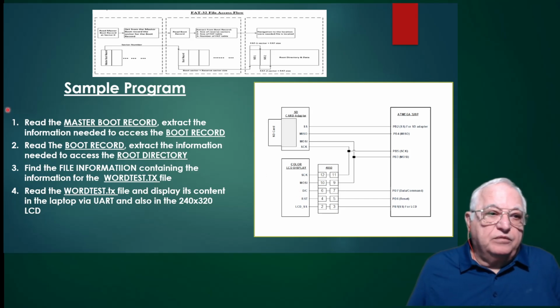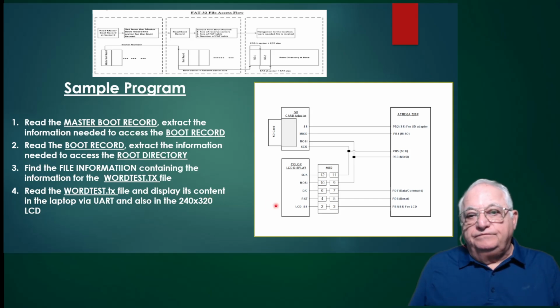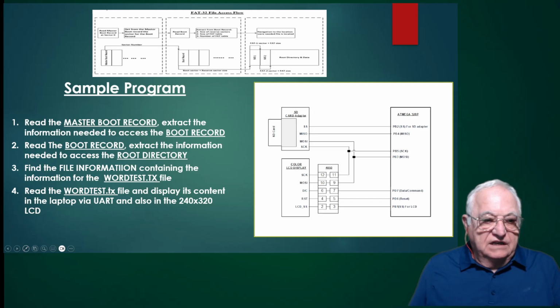So let's look at the sample program. It says read the master boot record and extract the information needed to access the boot record. To get the information, we go from here to here. Read the boot record and extract the information needed to access the root directory. So we get here, to the root directory. Read the file test, which is the text I actually wrote here, and display its content on the laptop via the UART and also on the 240 by 320 LCD. So let's look at the code.